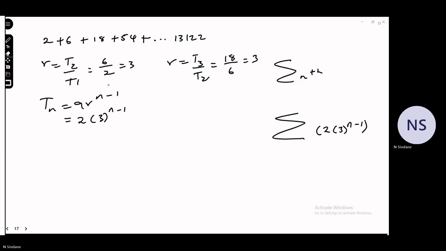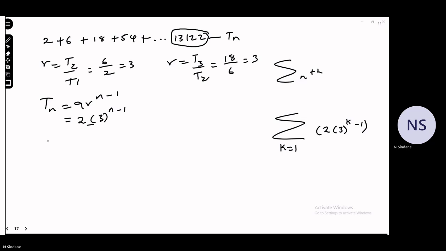And then if I substitute 1 here, what will I get? 2 into 3 to the power 1 minus 1. That gives me 2, meaning the position of the first term is 1. If you are using n, use n consistently. If you are using k, use k consistently. So in this case, k is equal to 1, meaning the position of the first term is at 1. I want to know the position of the last term. The actual number represents what? Your Tn. Don't forget that.